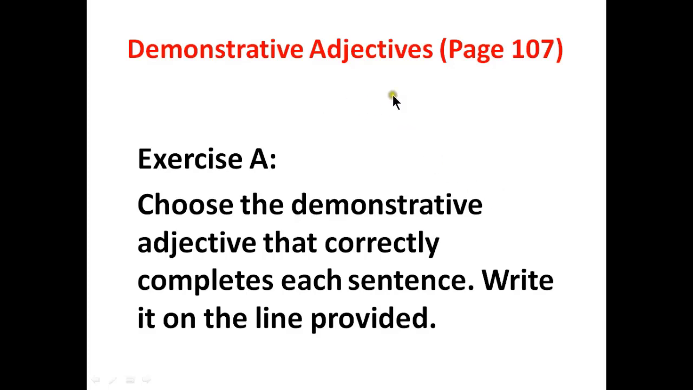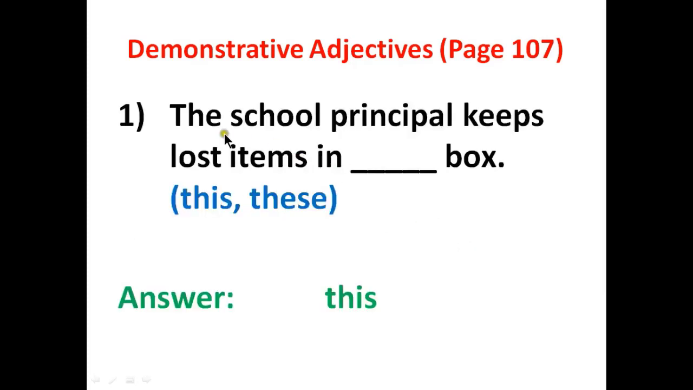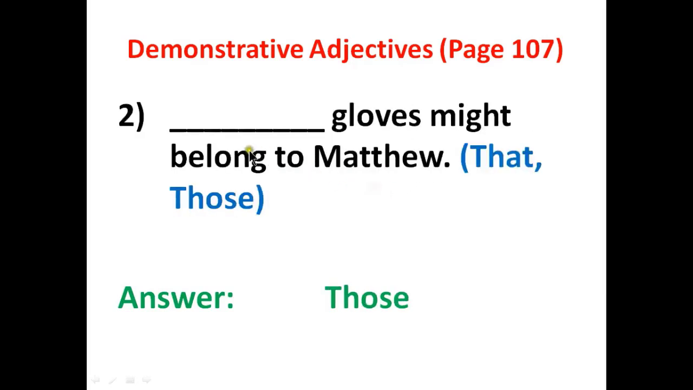Now we are going to do our exercise on page number 107. Choose the demonstrative adjective that correctly completes each sentence. Write it on the line provided. Number 1. The school principal keeps lost items in this box. You will write this. Number 2. Those gloves might belong to Matthew. Please write those on the line.